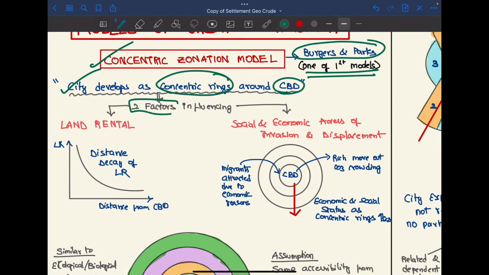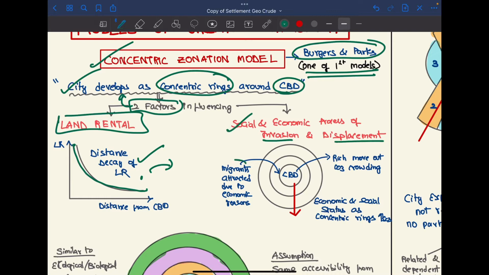So the two main factors for this: the first one is land rental. So distance decay of land rental, as we move away from the CBD, the land rent keeps on decreasing. So people want to move away from the CBD for lower rents, and the second is the social and economic process of invasion and displacement. So the migrants are attracted towards the CBD because of the economic reasons. So they start settling down around here.